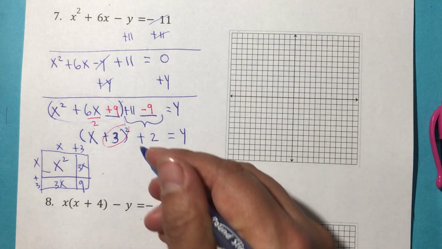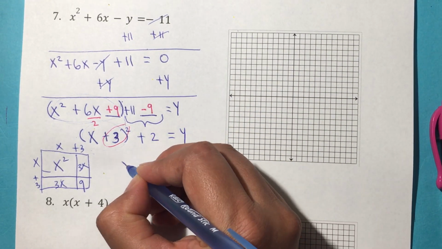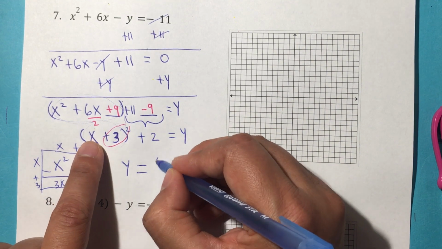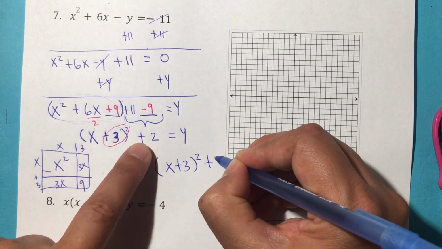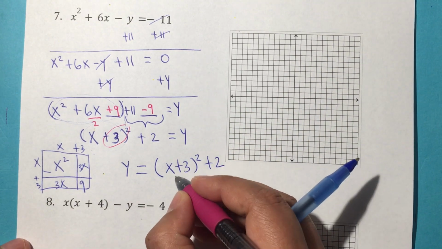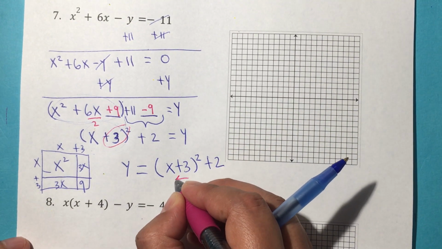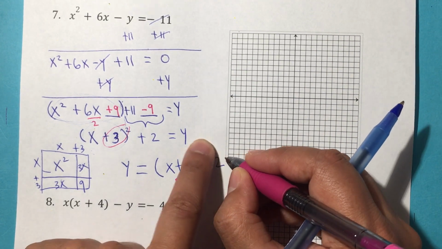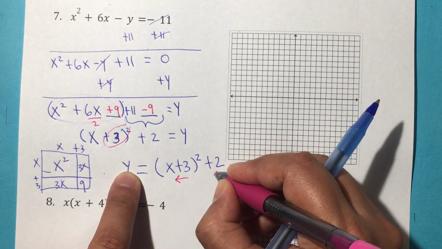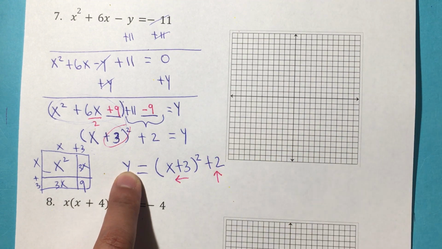Now we have that transformation, right? Let's rewrite it as y equals (x plus 3) squared plus 2. So let's graph it, but remember that this means the opposite on x, and this means follow it on y, meaning that if it's y +2, then you go up.